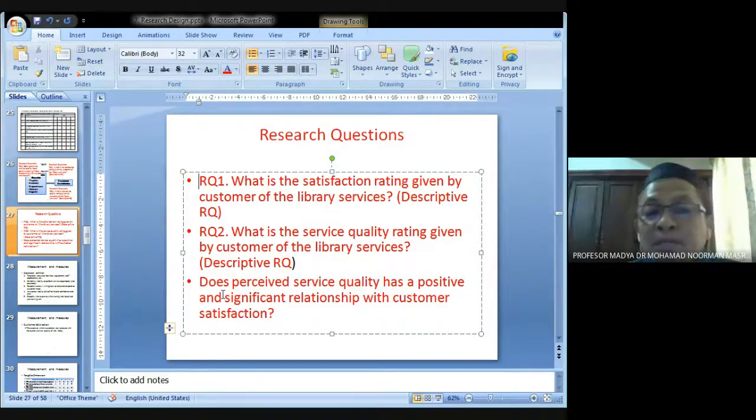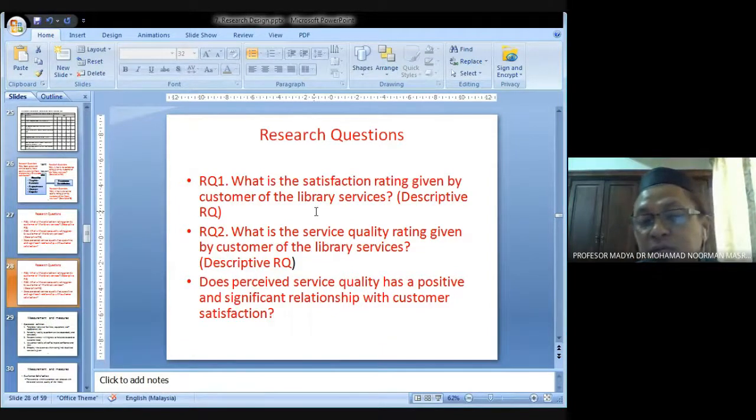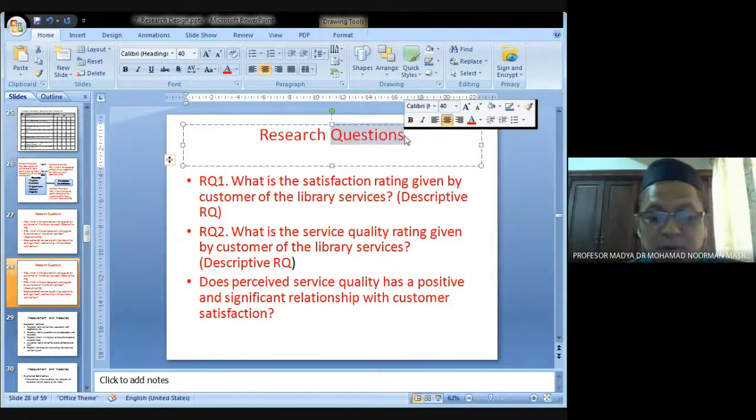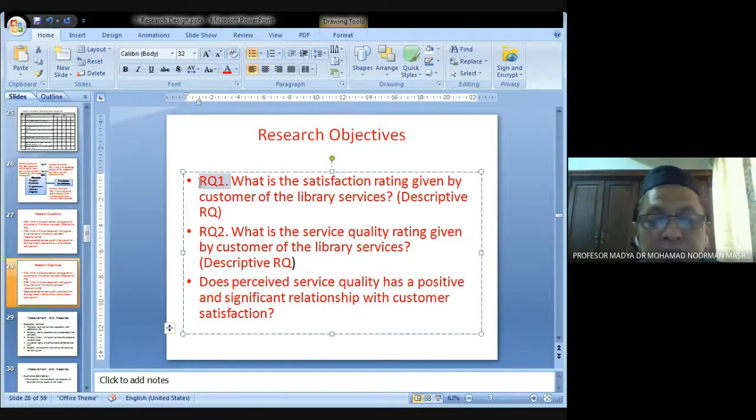So once we have developed the research questions, what you need to do is just reword the research questions to become research objectives. So now I'm going to take the whole research questions and change them to research objectives. You just have to paraphrase. When you write a research objective, it has to start with the word to. So number 1 is going to be RO1, research objective 1.